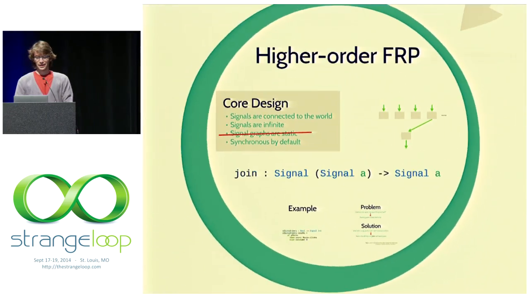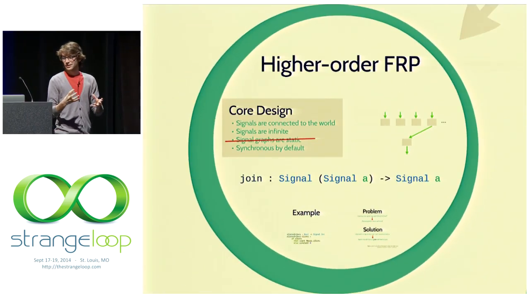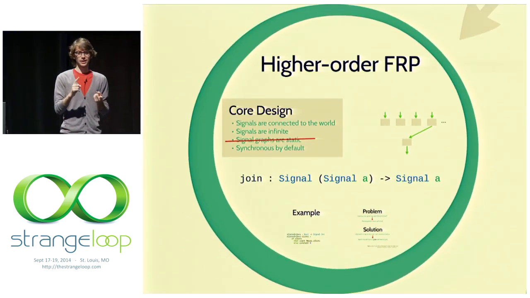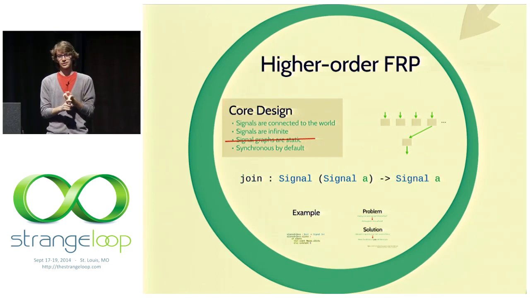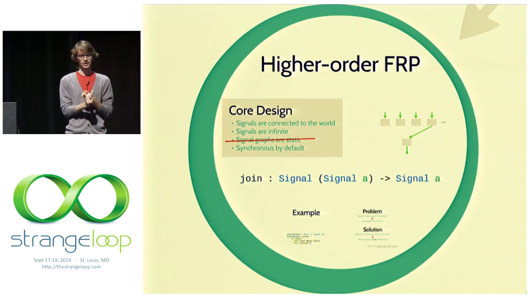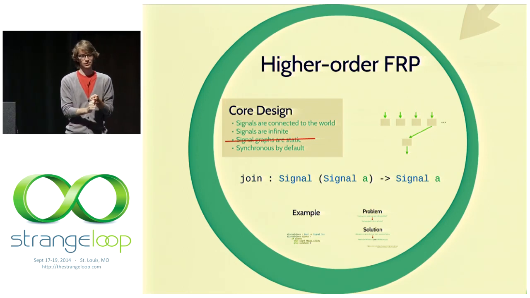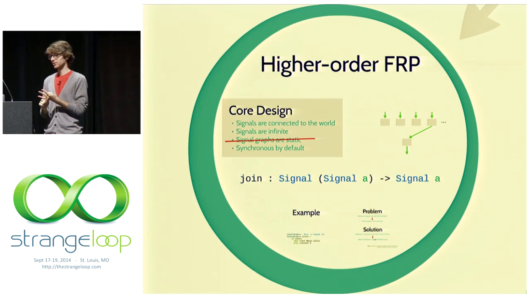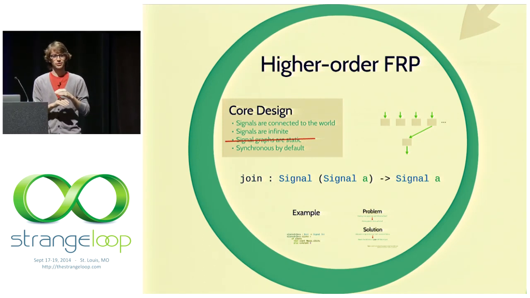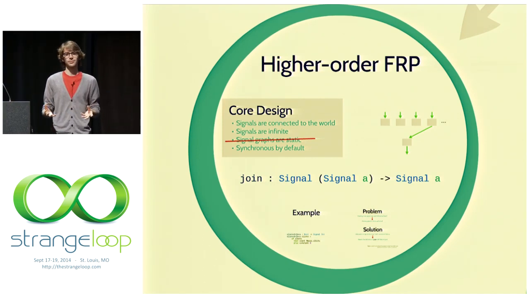So we can write programs like this, but we're making some trade-offs. So we got rid of the idea that signal graphs are static. So we're losing that hot swapping is really easy. We're losing that time travel debugging is straightforward. We're losing that architecture is really straightforward. And we may be dealing with a slightly more complex API or perhaps a more complex type system.